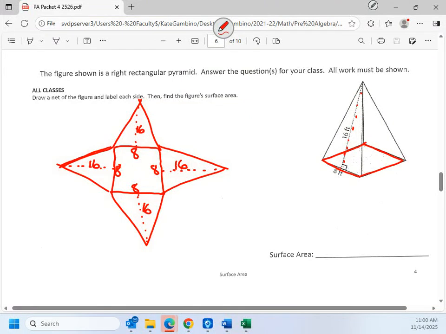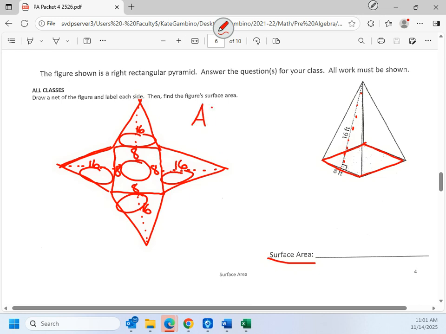Remember, to find the surface area, you find the area of all the sides and you add them together. So find the area of our square and the area of our 4 triangles, and then add all 5 of those sides together to get your surface area.